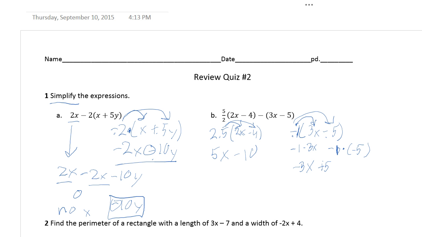Now that I've distributed for both of these, 5x and the minus 3, those are my like terms, so 5 minus 3, 2 is left over. Negative 10, or minus 10, and a plus 5, I'm going to mark those out. Negative 10 and a plus 5, that's going to be a minus 5, final answer right there. Okay, so that's the simplifying expressions portion.